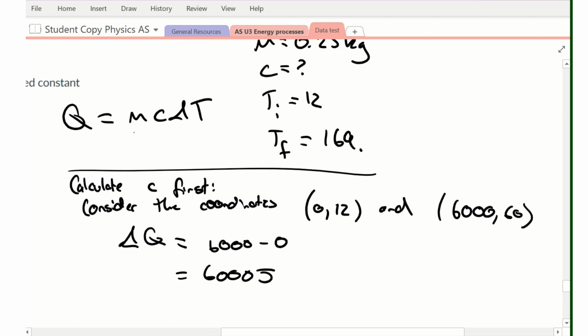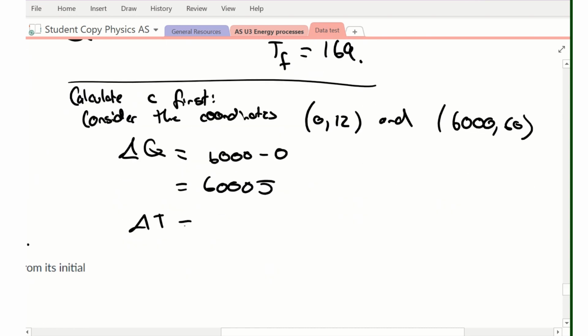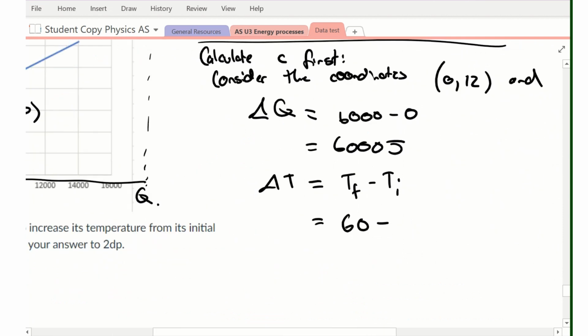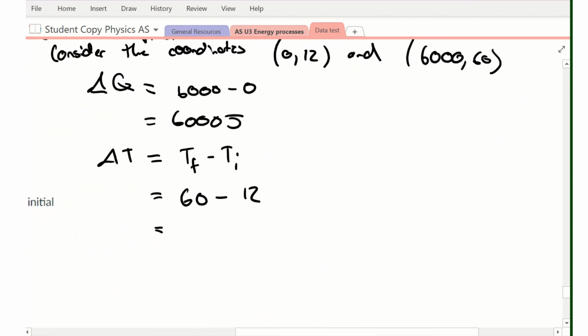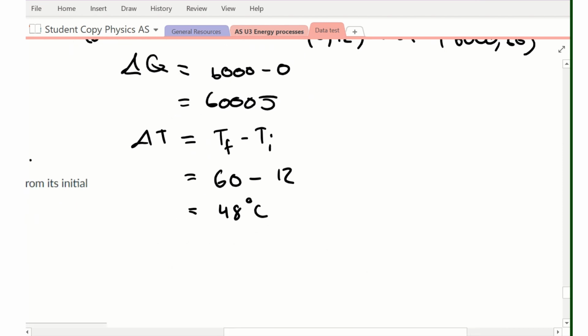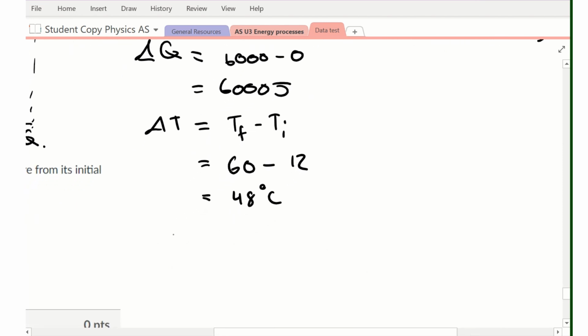So Q, I've got Q, I know m, don't know C, and we need a delta T. Delta T is Tf minus Ti. So we've got a final temperature of 60 in this new example, these new coordinates I've chosen. Remember, you could choose anything. I've just chosen some easy ones. And that's going to be 60 minus 12, which is 48 degrees Celsius. And now I can use this to calculate C.